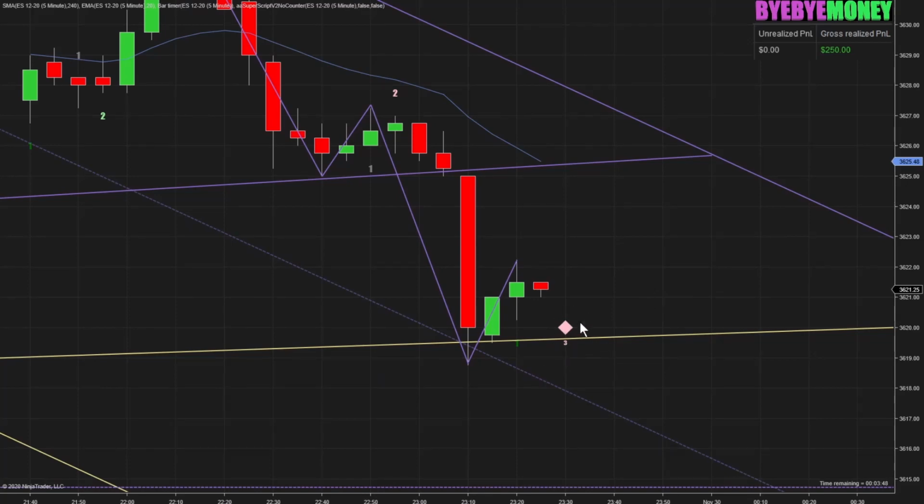I know it's not magenta, it's a pink diamond, but still treating this like a trap because of it just touching the 5 tick mark, the scalper's profit, and reversing immediately after that. I know that there are bulls here that were not filled, so we can treat this like a trap.